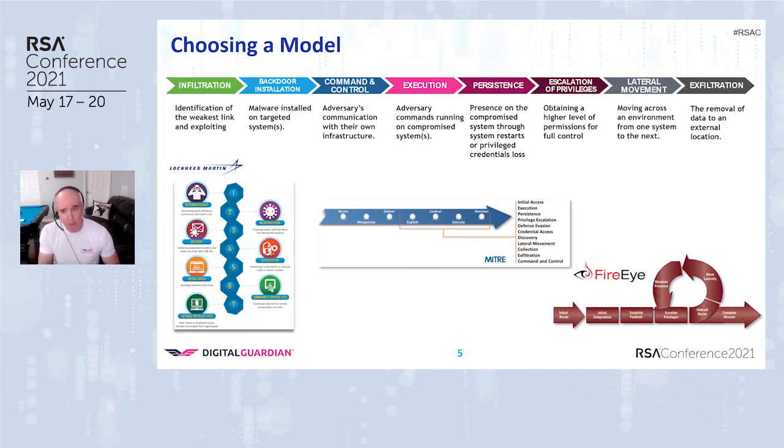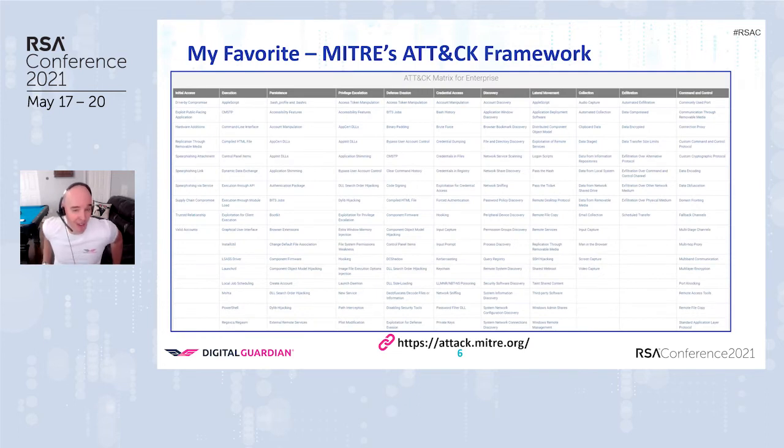Lockheed Martin has a great one, FireEye has a great one, but I think the staple in this industry, and I think by now we almost all probably agree, is that the MITRE ATT&CK framework is absolutely the best. It breaks down every single vector, and they've got a fantastic website that really goes into the details of every single area. From initial access to privilege escalation, and they drill down into those.